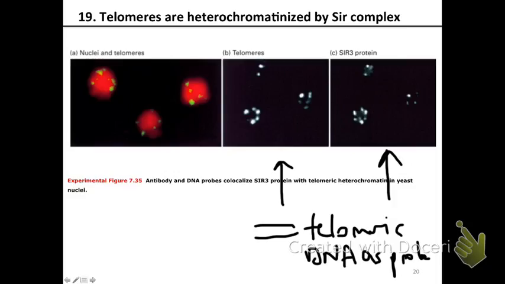And what you can do is see, are these two signals overlapping? If they're overlapping, what is that going to tell you? How do you interpret that result? You've done a protein immunofluorescence to look at where SIR3 is. You're doing a DNA FISH to look at where the telomere is. And you're overlaying two signals and looking if they're overlapping or not. If it's overlapping, what does that tell you? Speak up.